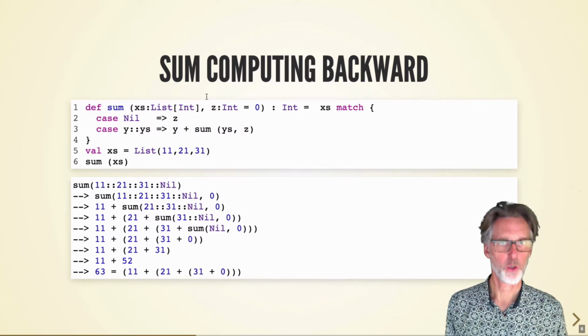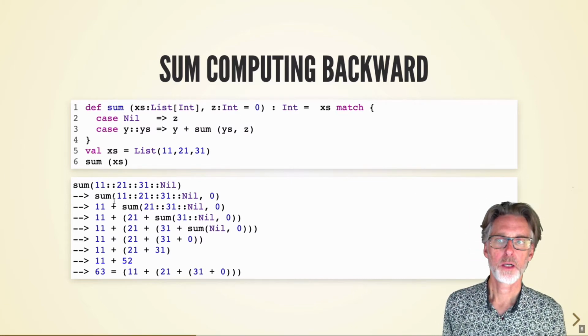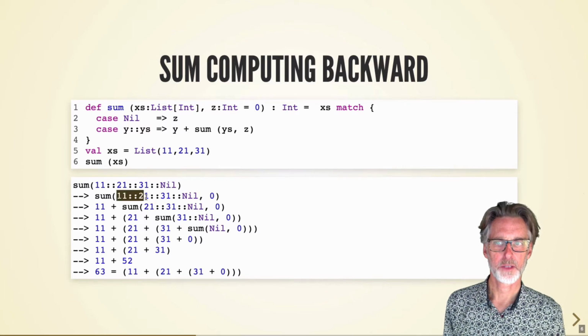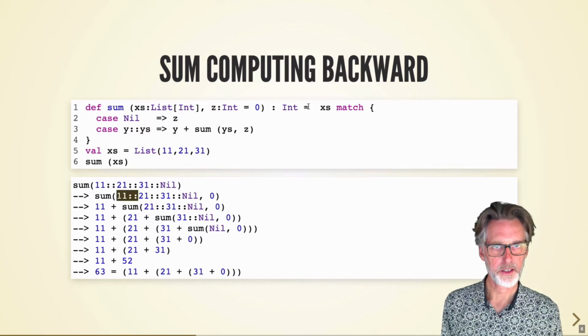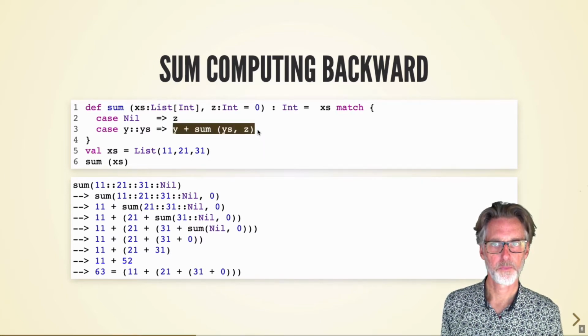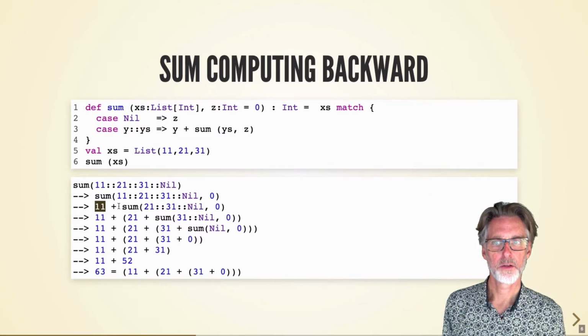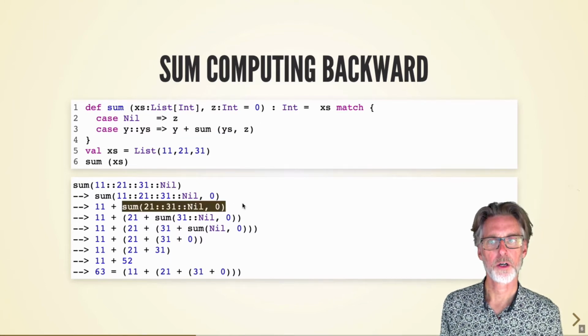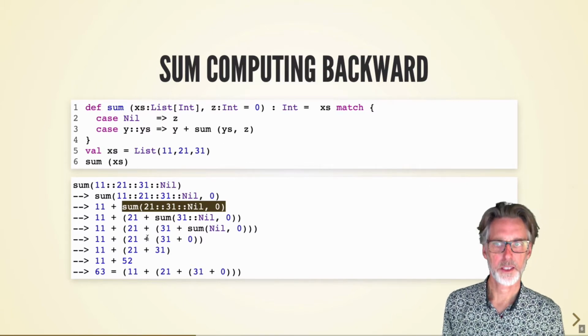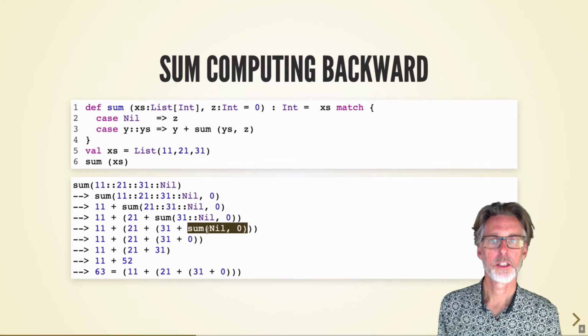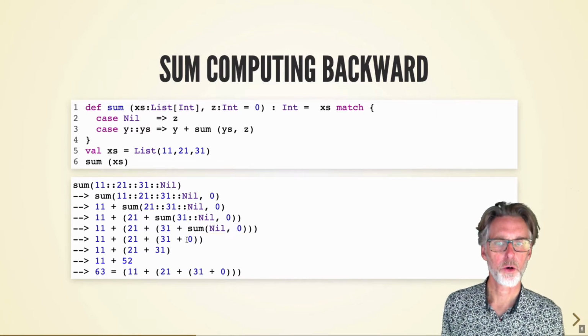How does this backwards recursion work? Well, again, starting off with the initial list, we have a case analysis which gives us this body here. So we'll end up with 11 plus the sum of the recursive call. That then does another case analysis, and again we'll end up with 21 plus the sum, we'll end up with 31 plus the sum, and only when we hit the base case do we actually return the 0.